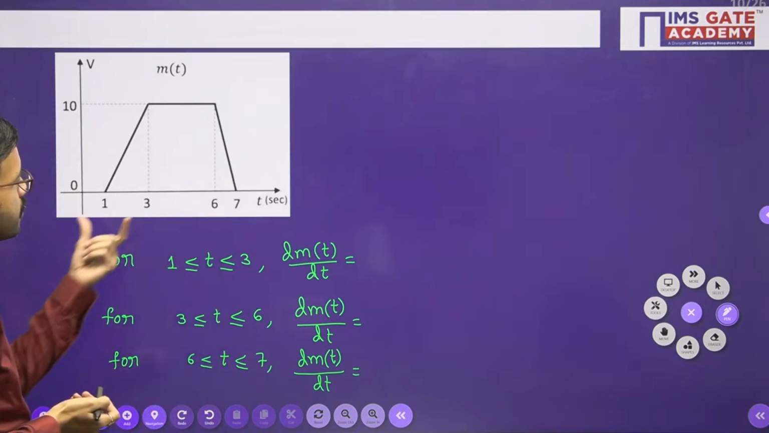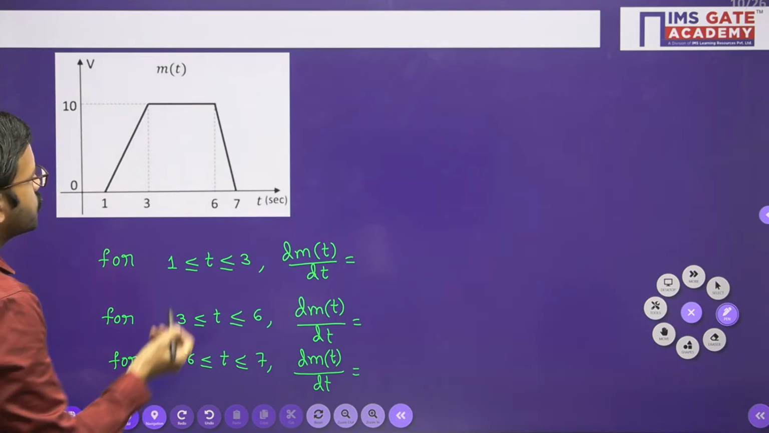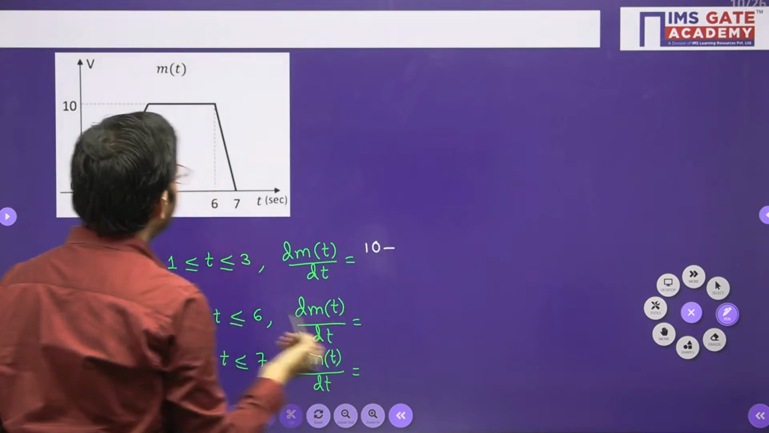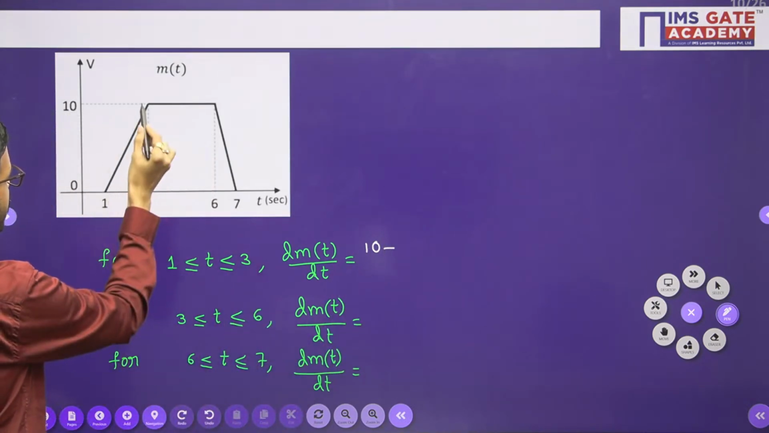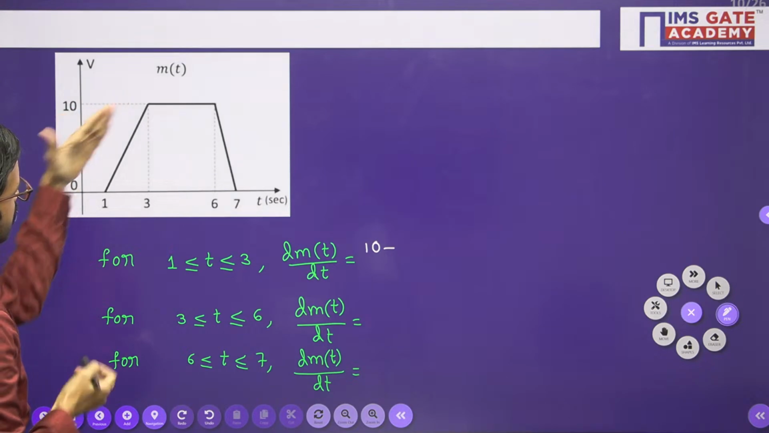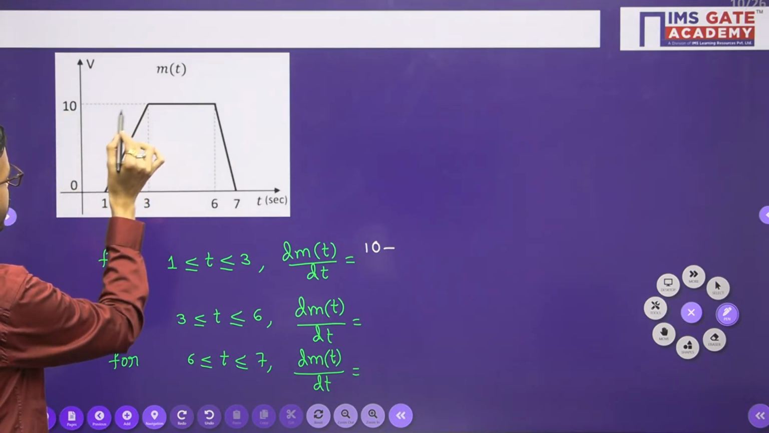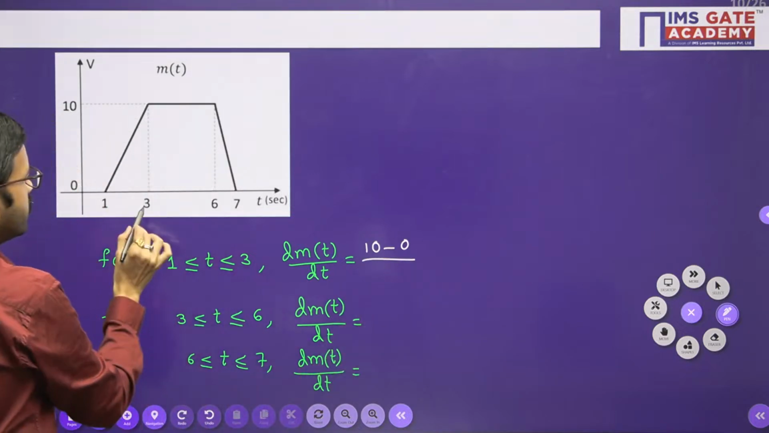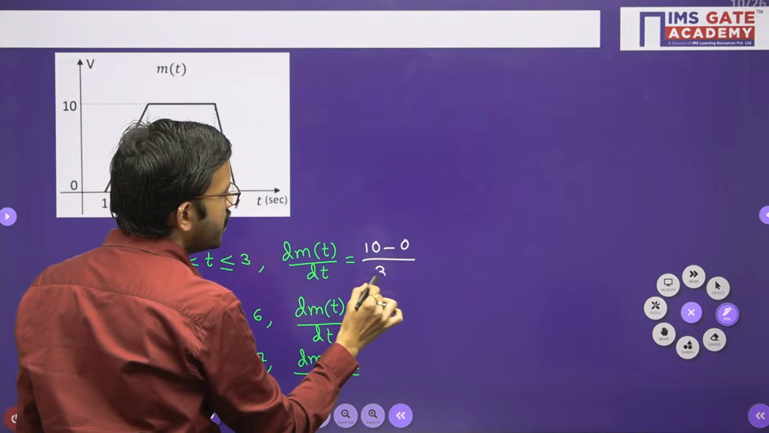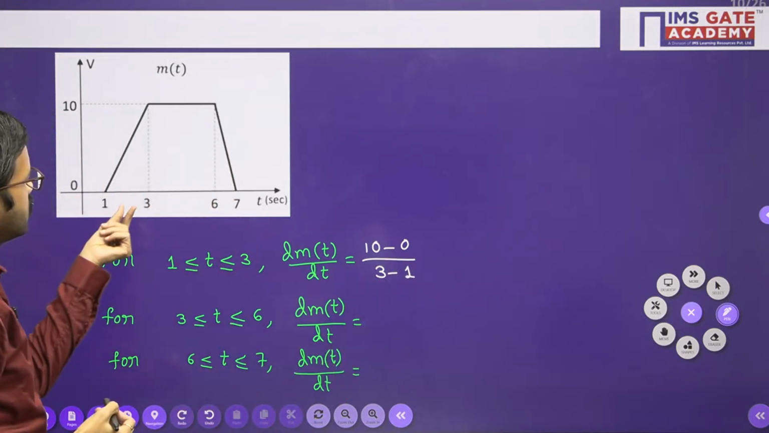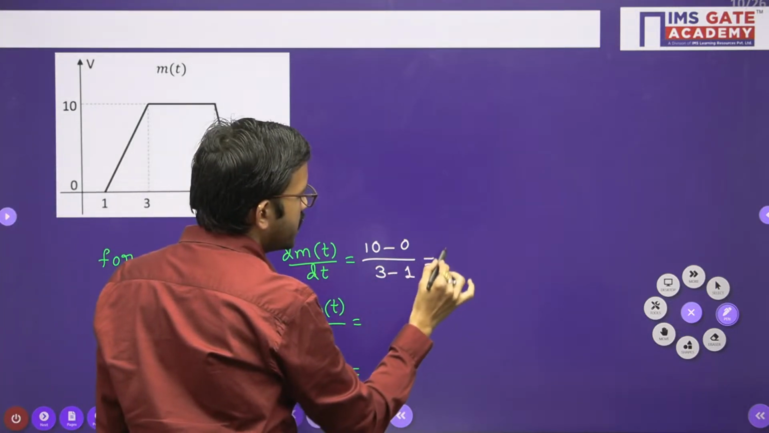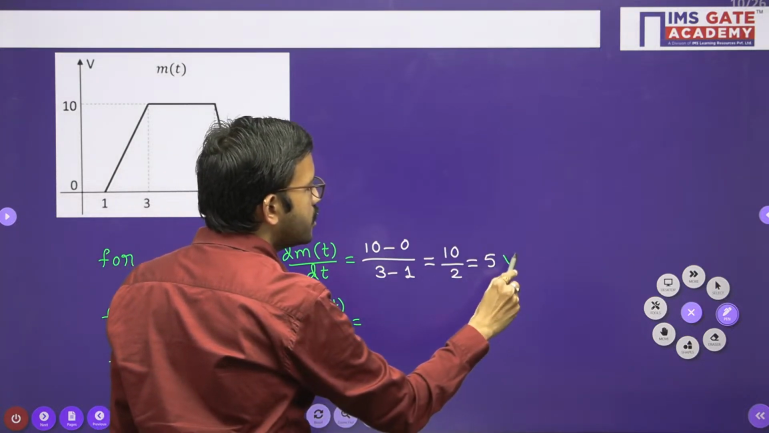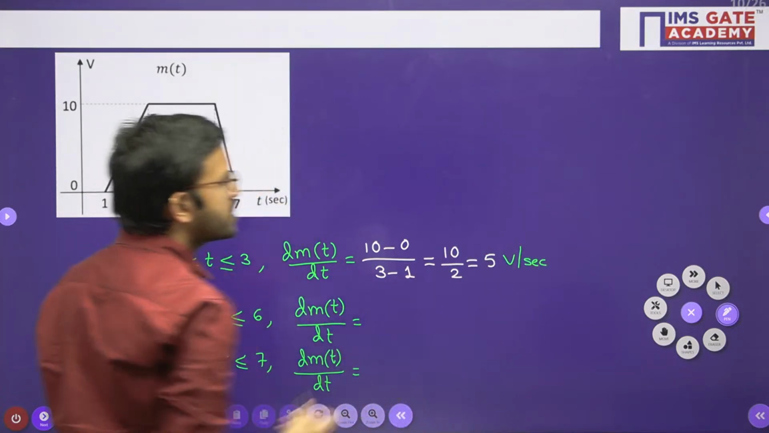So here slope of the line is nothing but y2 minus y1 by x2 minus x1. Here y2 is 10, minus y1 is 0. You can observe this line, this is the starting point, this is the ending point, right? So y2 minus y1 divided by x2 minus x1, 3 minus 1. So here you will get 10 divided by 2, that is nothing but 5. Units you will get in the order of volt per second.